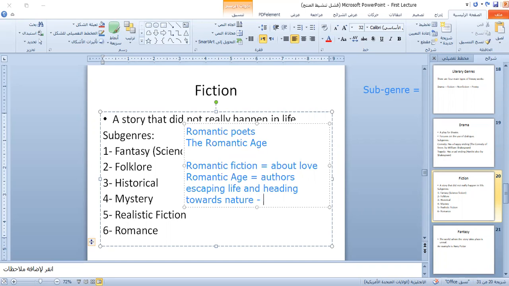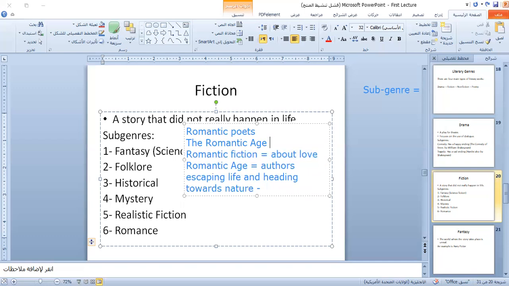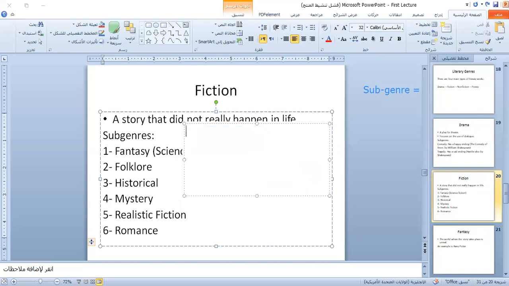We're going to explain it in detail, inshallah, but what I want you to remember is that we have romantic poets who used nature as a source of inspiration in their writings. Those are the ones we call romantic poets, the Romantic Age, the Romantic era. Romantic fiction is about love. So I think now it's clear that we have two distinct things that share the same word, which is romantic.